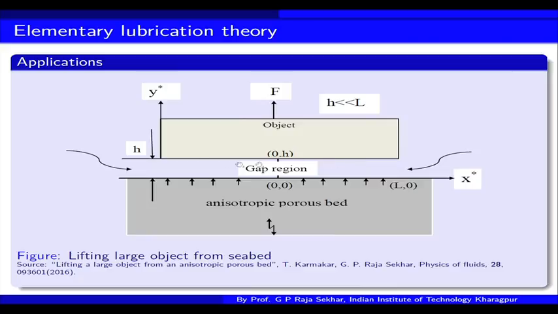Another several applications are there, but we would like to show one of our contributions using lubrication approximation. The problem is as follows. When large objects are sunken in the sea, how do we lift them? This is the bottom of the sea, and this is the interface where you have a flow, that is a liquid above, and then this is the porous bed. Please ignore what is anisotropic, etc., we need not bother. The porous bed is a sea bed which consists of sand, and on top of it we have water.